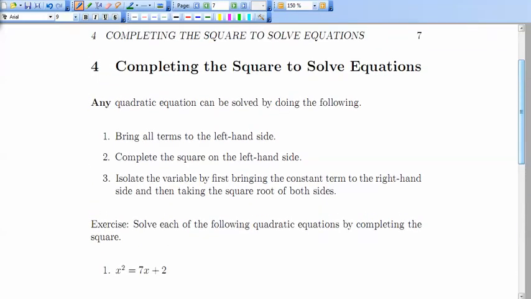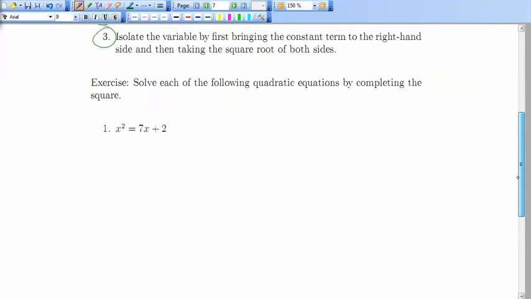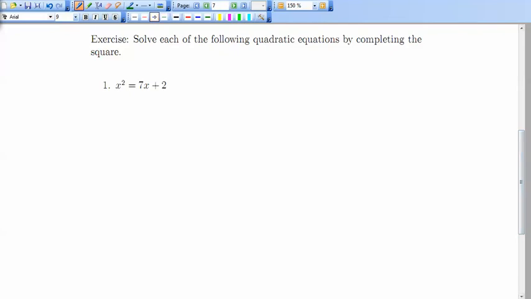So if I want to solve a quadratic equation by completing the square, I'll bring all the terms to the left-hand side so that my right-hand side is 0. So that's step number 1 there. Then I'll complete the square on the left-hand side, so now my left-hand side has only 1 x in it. And then I can isolate that x. So let's see how this works. I've got my quadratic equation here. Step 1 is to bring all my terms over to one side, so the right-hand side is 0.